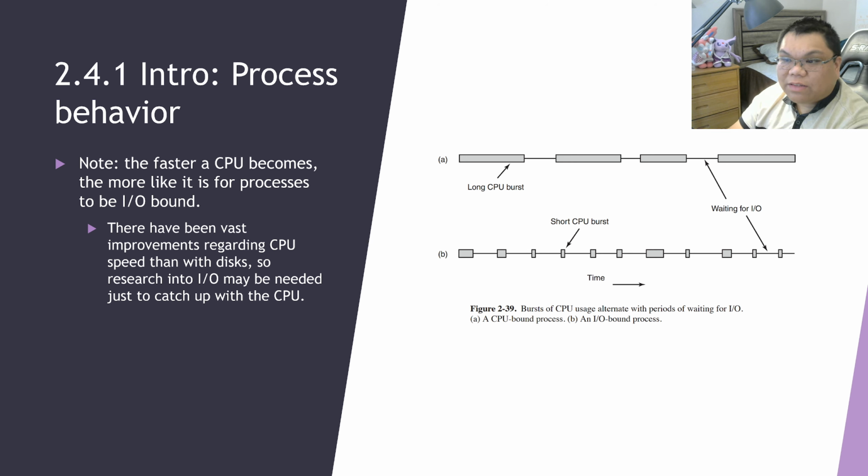Also take note of this. The faster a CPU becomes, the more likely it is for processes to become I/O bound. Basically, the faster the CPU becomes, the more likely it's going to become I/O bound because, well, CPU technology has been advancing, but not storage device technology. Yes, we have hard disk drives. Yes, they're slow. Yes, we do have SSDs.